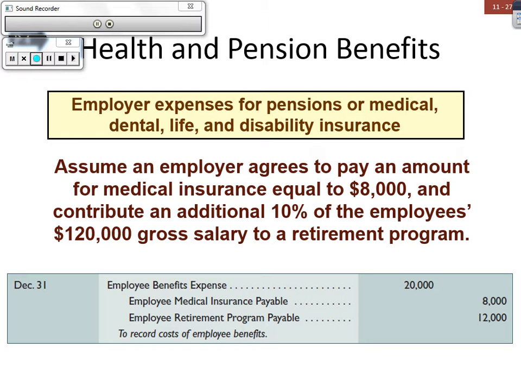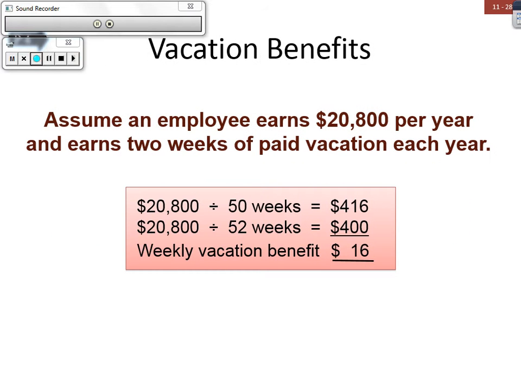So it says employer expenses for pensions or medical, dental, life, and disability insurance. Assume an employer agrees to pay an amount for medical insurance equal to $8,000 and contribute an additional 10% of the employee's $120,000 gross salary to a retirement program. So this journal entry is showing you the $8,000 that they estimated and the retirement program payable of $12,000, which was the $120,000 times what? The 10%. That means the total employee benefit expense is going to be $20,000. That's how much the employer will end up paying towards that.